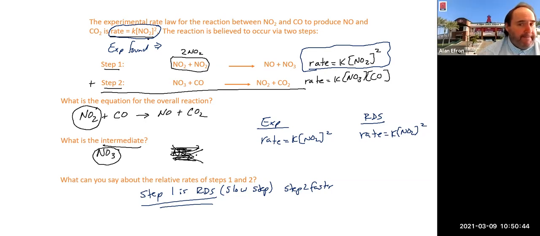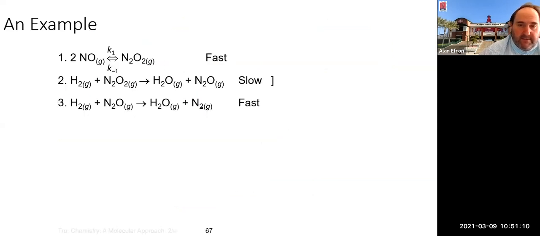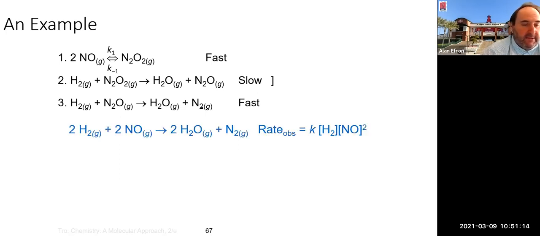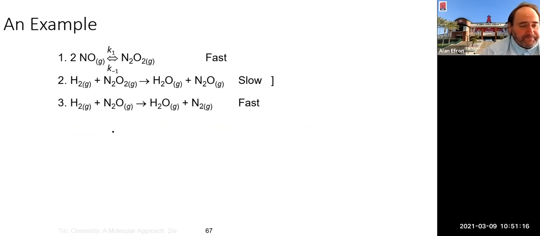Other questions on that? Okay, so again, this is one type of mechanism problem where, as I mentioned, they don't tell you with blinking lights, hey, this is the slow step, this is going to be your rate determining step. So let's take a look at one where they do tell you that. Actually, we'll come back to this. No, we'll do this one now. Let's take a look at this one here.